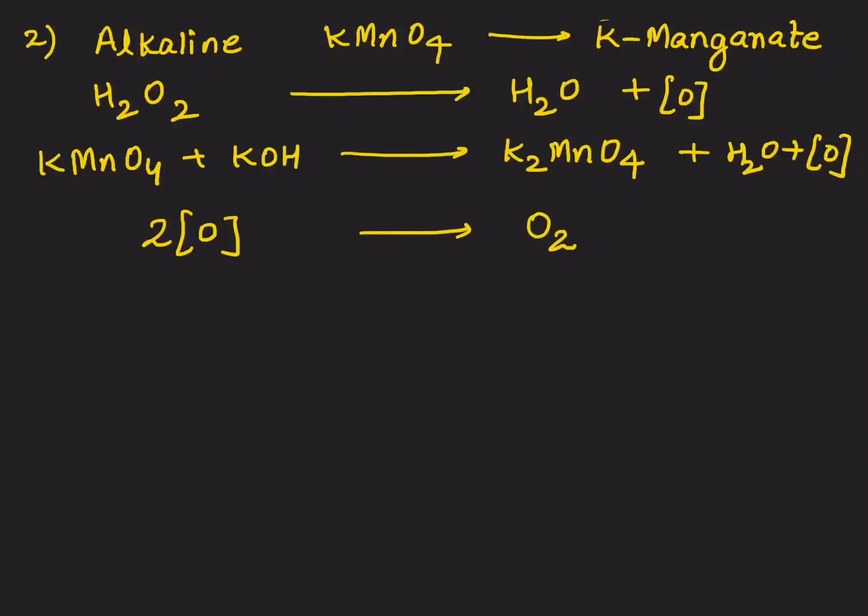What do you have to do over here? Also remember, the purple color of potassium permanganate will now turn greenish. You see the difference in the acidic and alkaline medium. In acidic medium, it was changing from purple to colorless, whereas here it is changing from purple to green because of the reaction that is taking place.